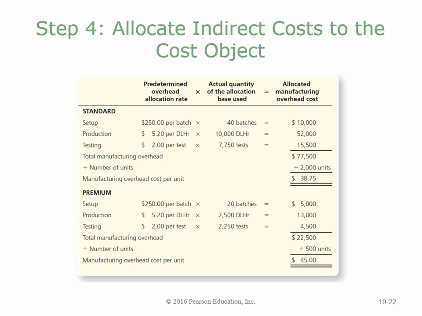Divide that by the number of units, you can get a manufacturing overhead cost per unit. Do the same with premium.